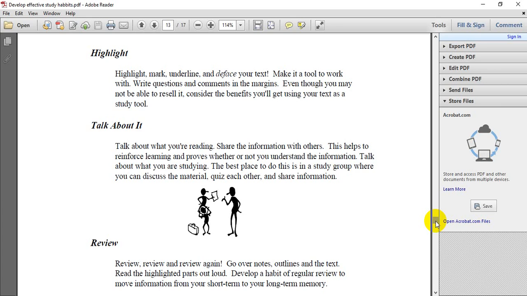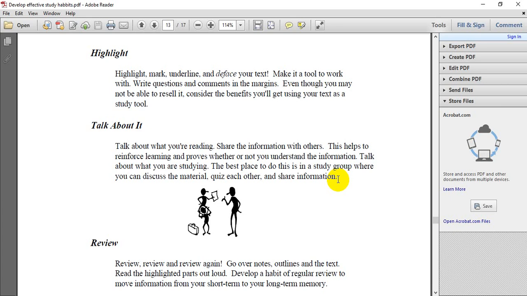Write questions and comments in the margin. After that you can talk about it. Talk about what you are reading. Share the information with others. This helps to reinforce and enhance learning and proves whether or not you understand the information. In this way, it helps you to identify to what extent you understand the text.